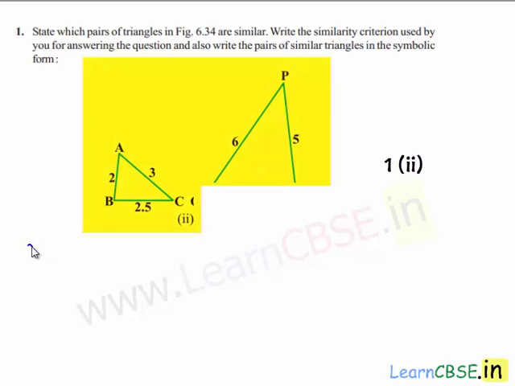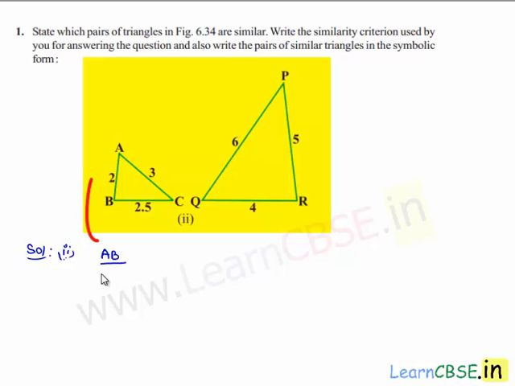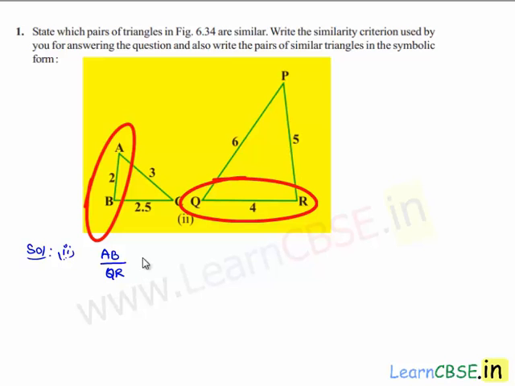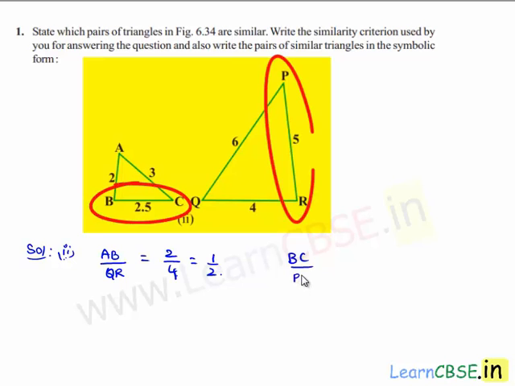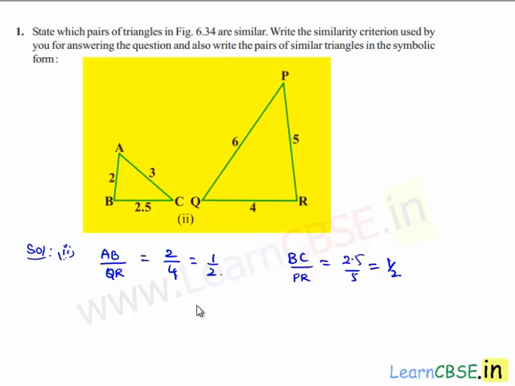Now moving on to the solution for second bit of first problem. Here let us take the ratio of sides, that is consider AB by QR, that will be equal to 2 by 4, which is nothing but 1 by 2. And in the second case, let us consider BC by PR, which will be equal to 2.5 by 5, that is nothing but 1 by 2 again. And finally, let us consider the ratio of AC by PQ, which is nothing but 3 by 6, that is equal to half.